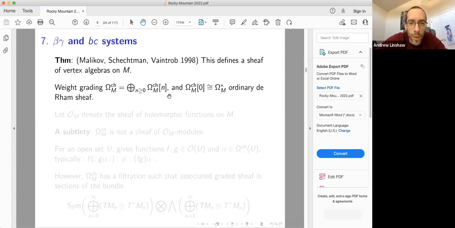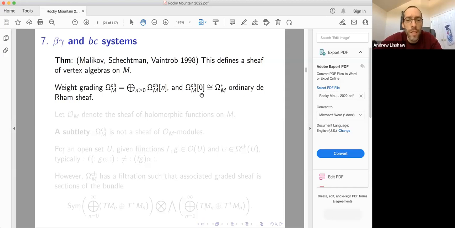And it's a grading by the non-negative integers such that the conformal weight 0 part is the super polynomial ring on the gammas, the c's, the one forms, and then all the functions. So this is the usual de Rham complex, just the differential forms on M.